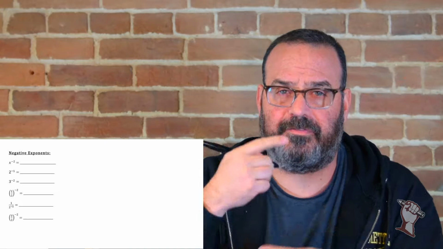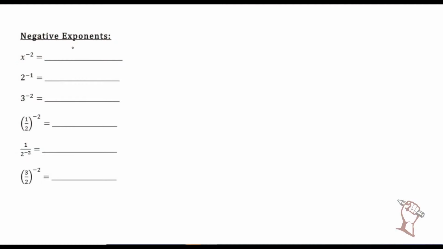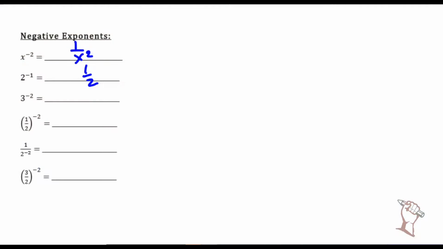Negative exponents, almost always on the test. An exponent when it's negative means the reciprocal, the multiplicative inverse. So x to the negative 2 is 1 over x squared. Any number to the negative 1 is simply its multiplicative inverse. 1/2 is the multiplicative inverse of 2. 3 to the negative 2 is 1 over 9.